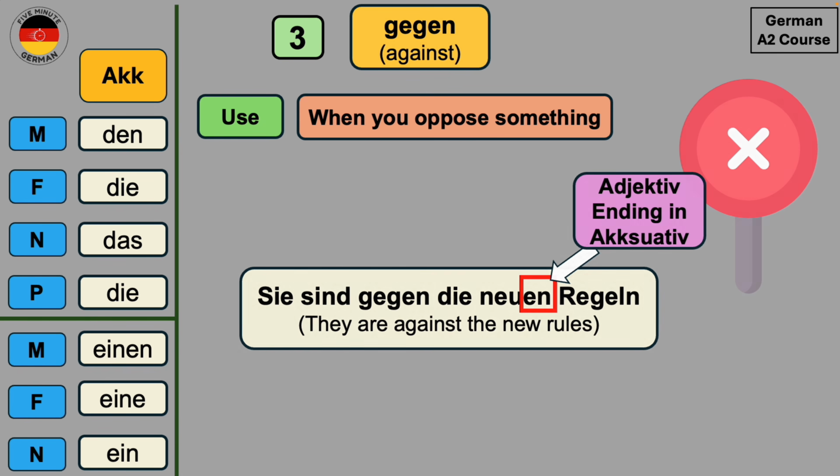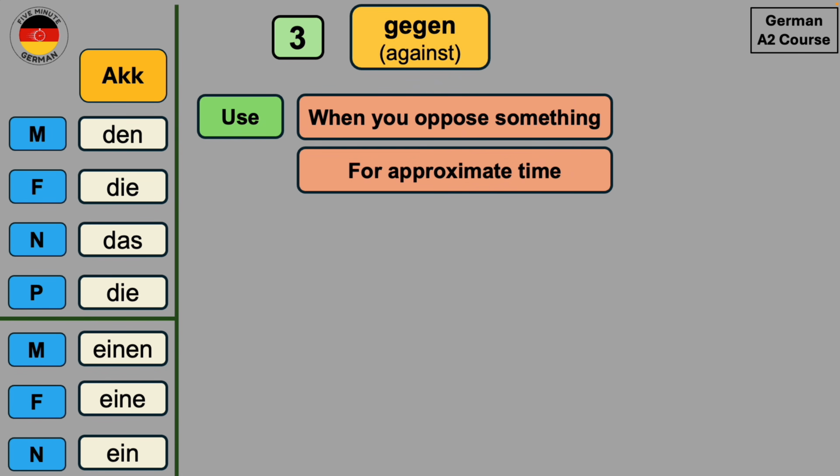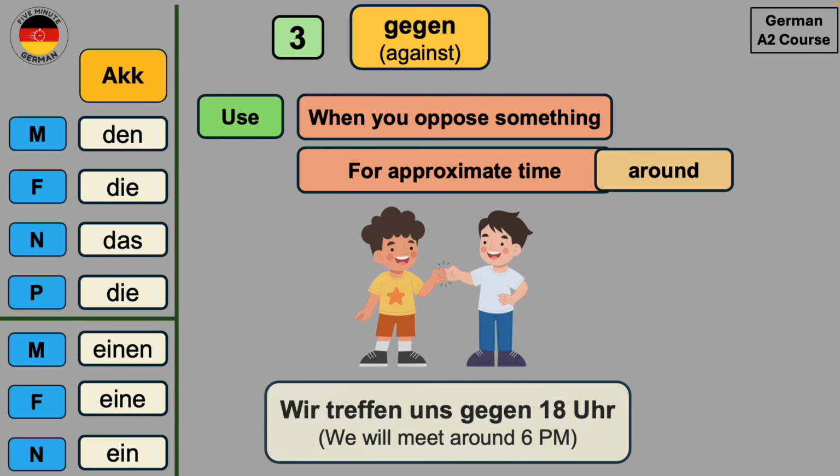Another use for gegen, which you might already know, is to tell the approximate time. And in this case it takes the meaning of around. So an example would be, Wir treffen uns gegen 18 Uhr. We will meet around 6 p.m. So in this sentence, gegen 18 Uhr means it could be before 6 p.m. or a little bit after 6 p.m. So not exactly at 6 p.m. or 18 Uhr. And with time you don't use any article. So that's why simply gegen 18 Uhr.